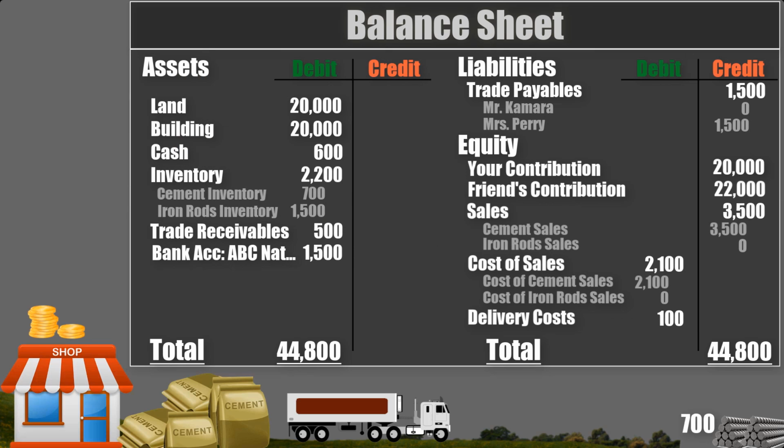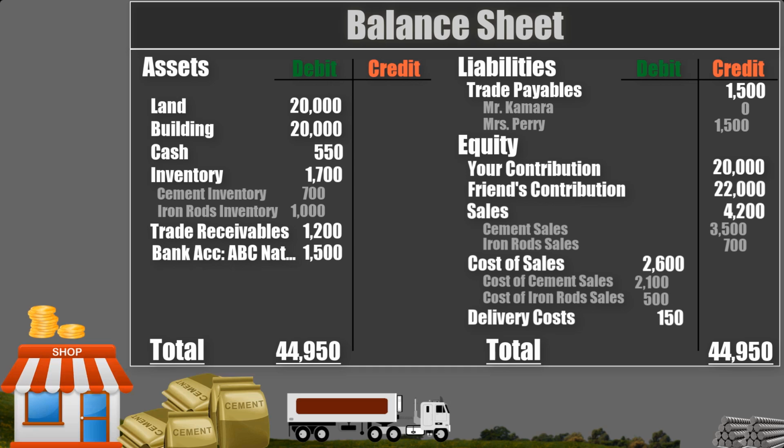All looks good, so we record the sale transaction in the same manner as before. We debit trade receivables and credit iron rods sales with $700. We also debit cost of iron rods sales and credit iron rods inventory with the cost of $500. You pay $50 in cash for delivering the sale, so we record it. We debit delivery costs and credit cash.